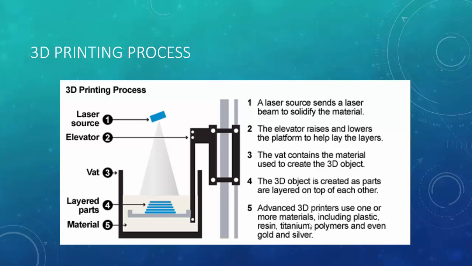The 3D printing process, in short, can be seen as a laser source sending a laser beam to solidify the material, then an elevator raising or lowering a platform to help lay the layers, and a vat containing the material used to create the 3D object. The 3D object is created as parts are layered on top of each other. Advanced 3D printers use one or more materials including plastic, resin, titanium, polymers, and even gold and silver.